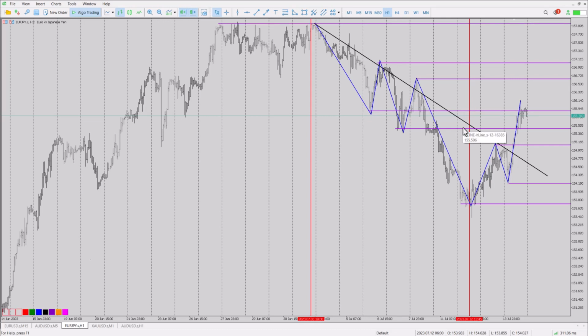Now, whenever a price breaks a line, it doesn't matter if it's a trend line or a support and resistance line, you must wait.